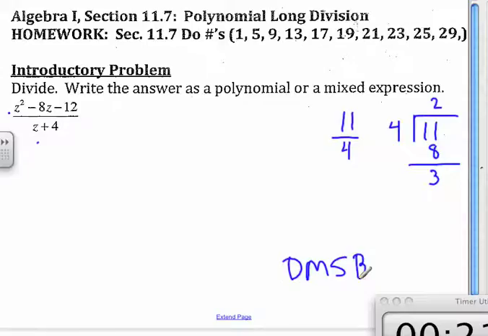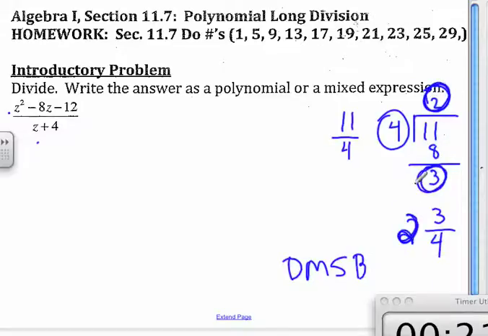But my answer is the top number, and then the remainder is the numerator over the divisor. Okay? The number up here goes out front. It's the big number. The remainder is the numerator, and the divisor is the denominator. 2 3/4. Okay? Now, you remember all of that. That's exactly what we do with these problems, but I'm going to show you how.